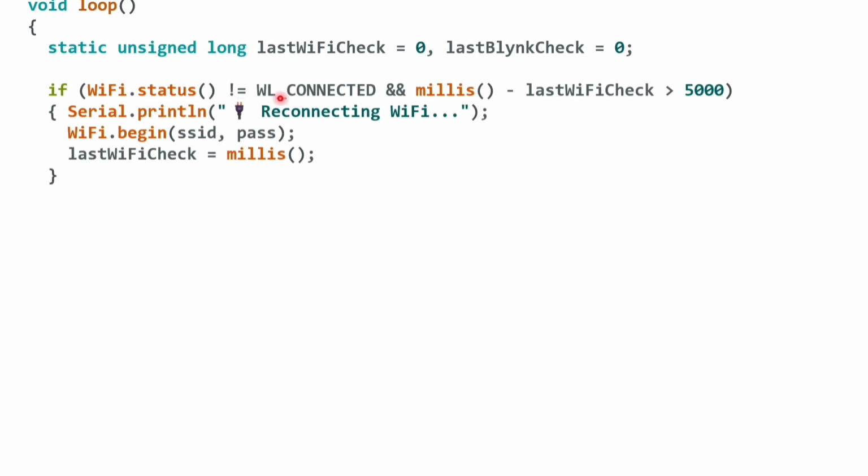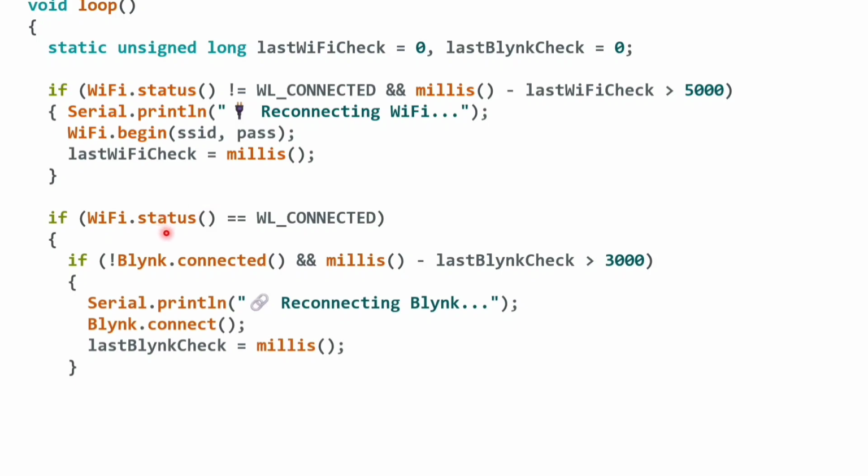If the Wi-Fi is not connected and the last check time is greater than 5000 milliseconds, it will print the message reconnecting to Wi-Fi in the Arduino serial monitor. It will start connecting with Wi-Fi again with the SSID and password that we have already provided, and it will update this variable last Wi-Fi check with the current time.